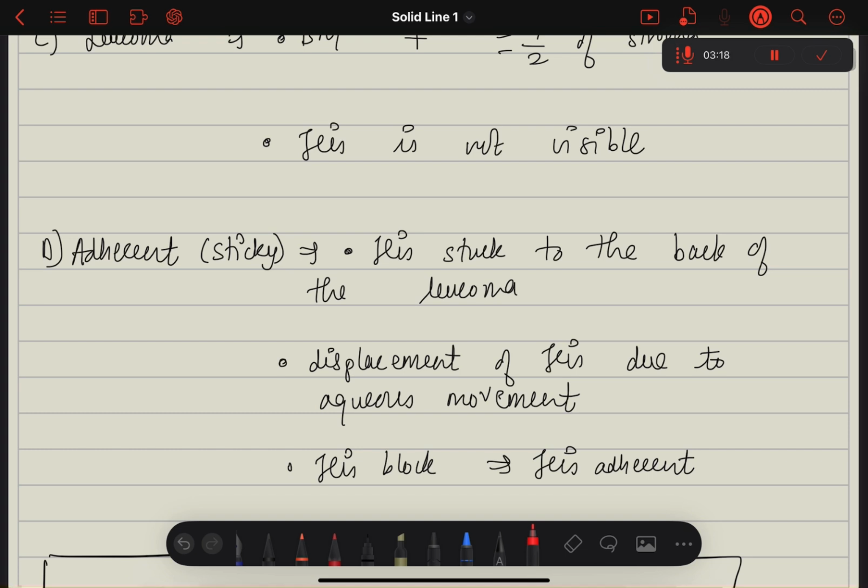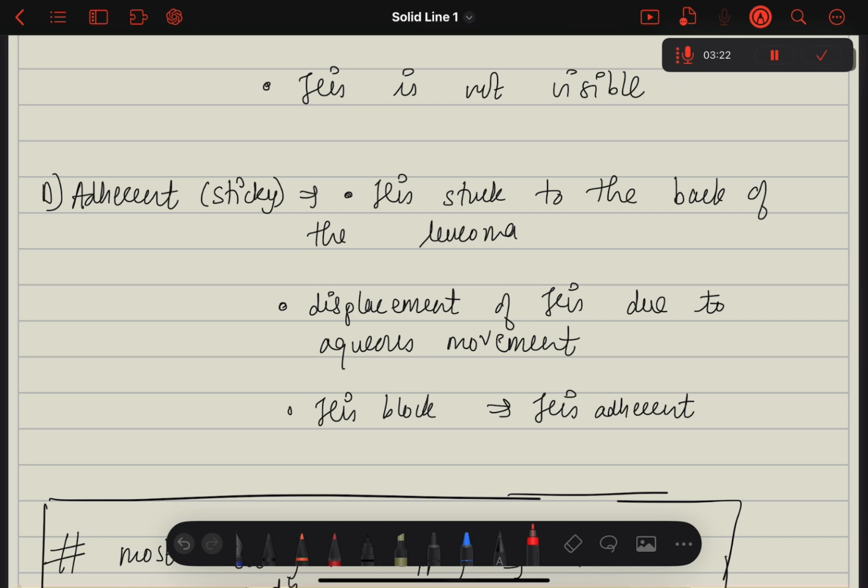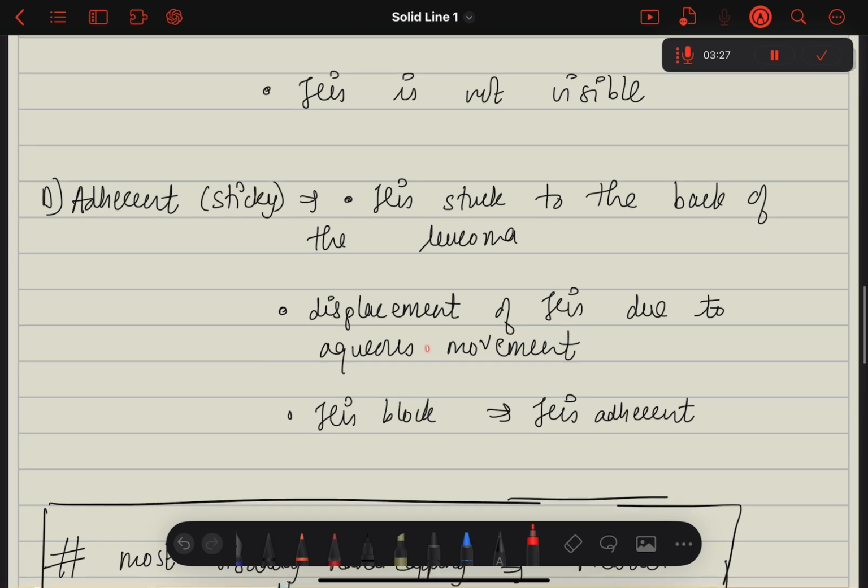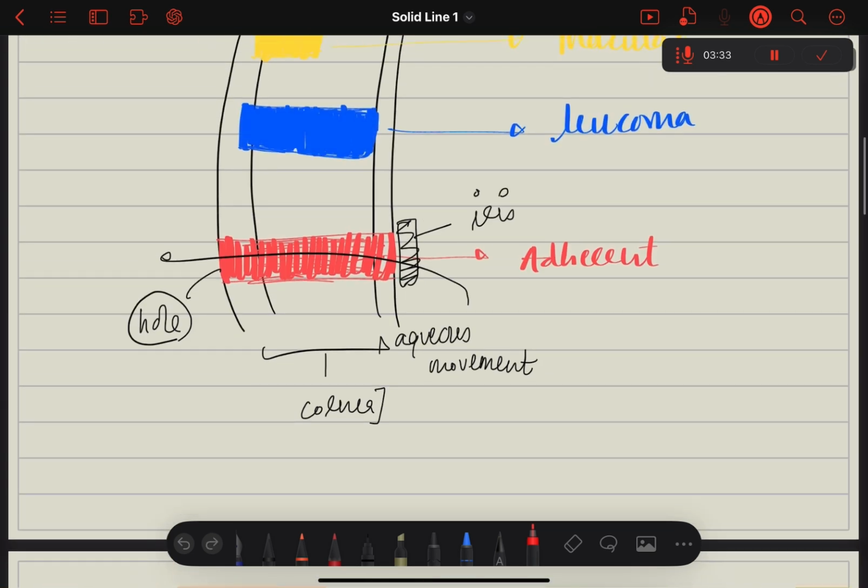Now, when we call it adherent, it is sticky. Here in this condition, iris is stuck to the back of the leucoma. So there is displacement of the iris due to aqueous humor movement. Here we have to write humor. Okay? Now what is this? It's important. Now see, when the whole cornea is involved, then of course the aqueous humor which is present inside, so aqueous humor will be present here, right?